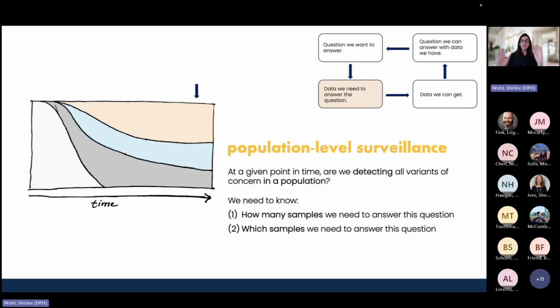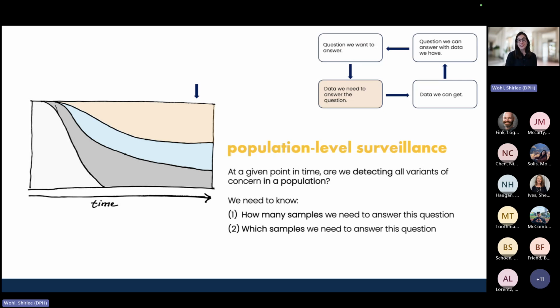So once we've defined this super specific question, we're thinking about detecting variants, and we've defined our population, we could say the state of Virginia, for example, I think there are two sub-questions we have to answer. One, how many samples do we need to answer this question? And two, which samples do we need to answer this question?